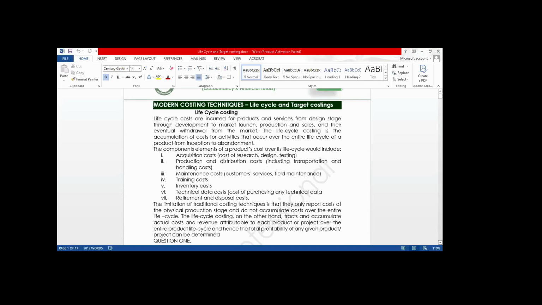Life cycle costing tries to correct this deficiency, that it is better for the company to record costs at the point where you conceive the idea about a product. We are going to recognize that cost. The time you spend thinking about the product is cost.